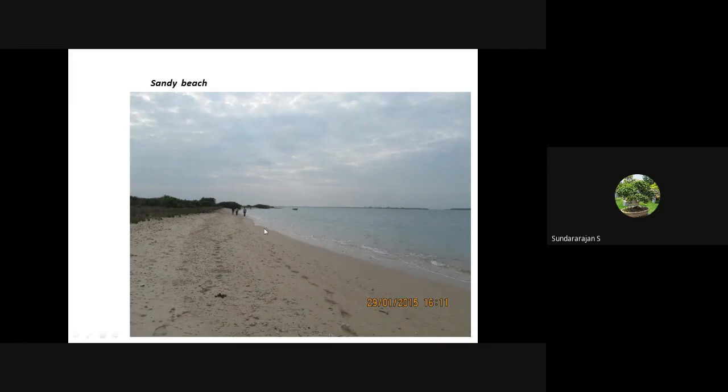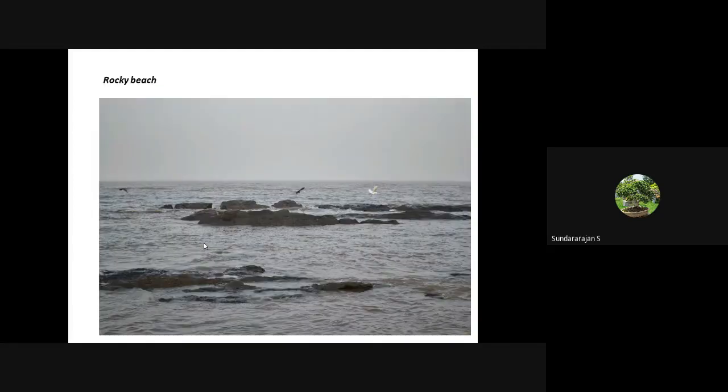This also, particularly for the sedimentation process, the sands are supplied by, as you know, water transport or sediment transport all along the coast, and it accumulates. It will be good to protect the coastal systems and save the coastlines also. The rocky beaches, you can see somewhere. These also will protect against coastal erosion.